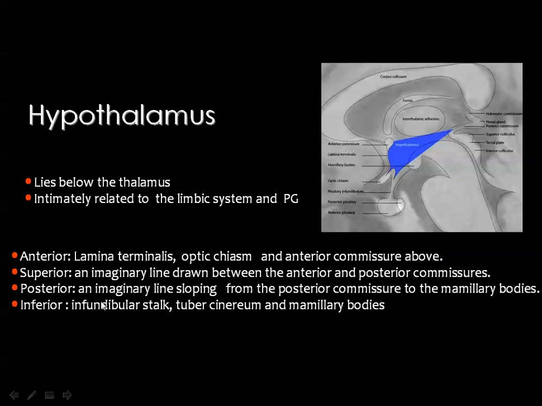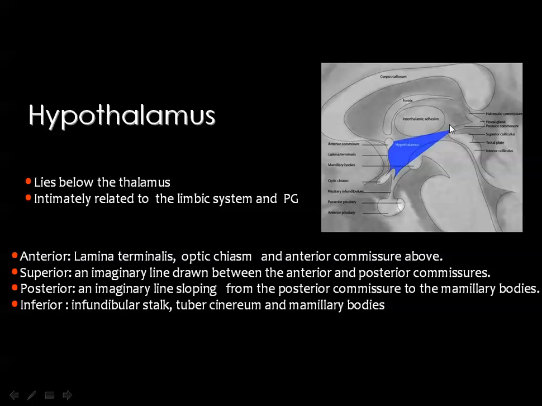Then these are the imaginary borders of the region of the hypothalamus. Anteriorly, it is formed by the lamina terminalis, this area, the optic chiasm, this area, and the anterior commissure: anterior commissure, lamina terminalis, optic chiasm. Then the superior aspect of the hypothalamus is just an imaginary line drawn between the anterior and posterior commissures. This is the posterior commissure, and this is the anterior commissure, and you draw a line here. This is the superior aspect of the hypothalamus.